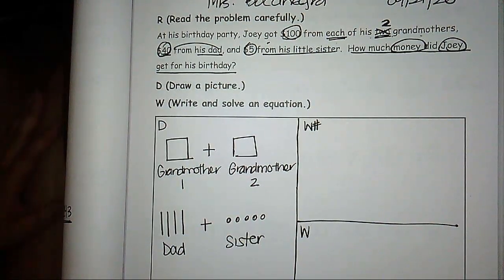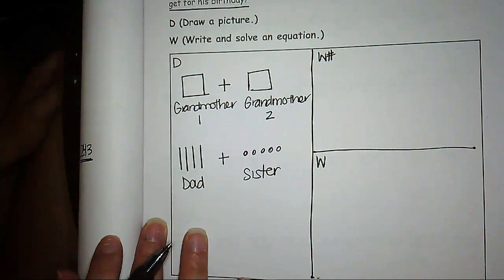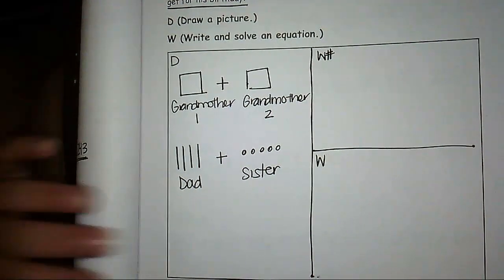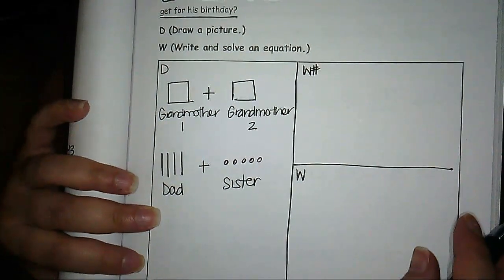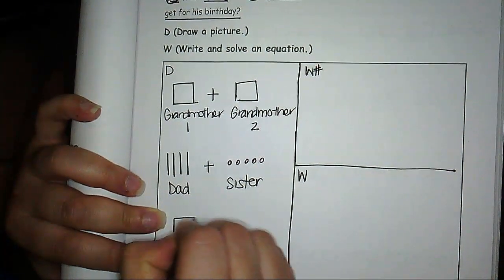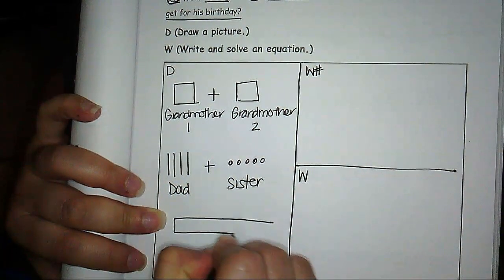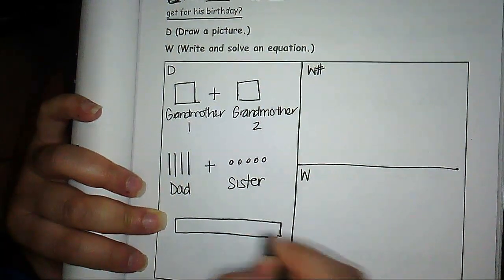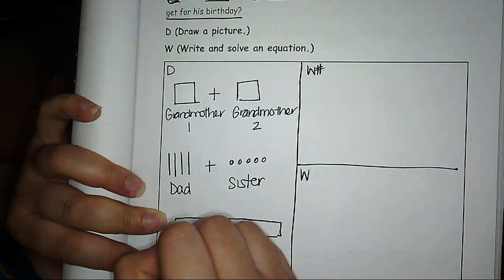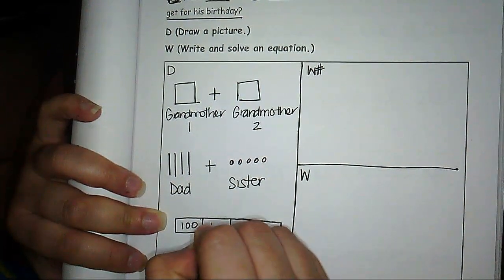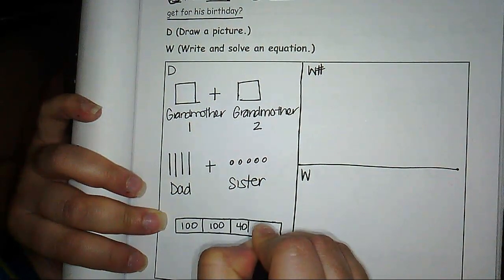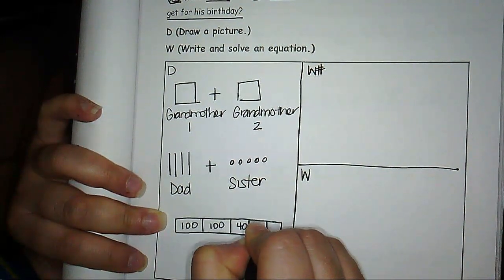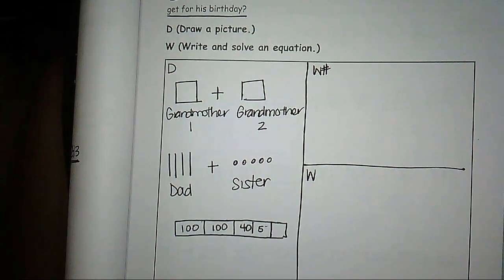Okay, that's the picture that I decided to make. I can also make it into a tape diagram. Look, since I want to know how much money Joey got, that means I'm going to add, and I make one big tape diagram, boys and girls. And I can make one that says 100, another one that says 100, a smaller one that says 40, and a smaller one that says 5.